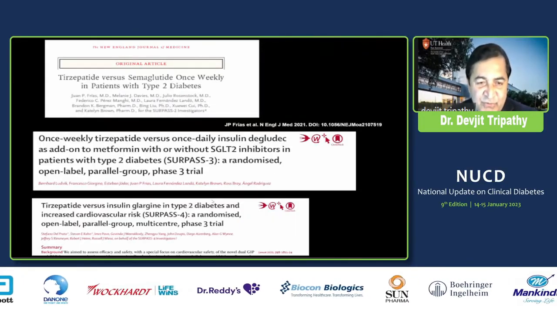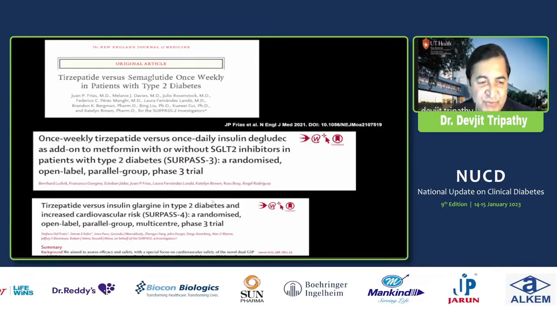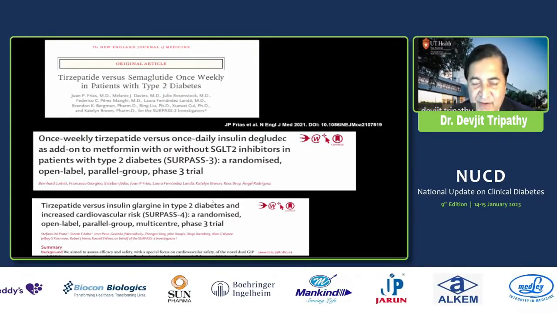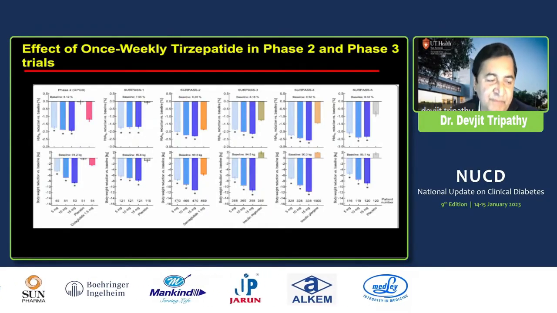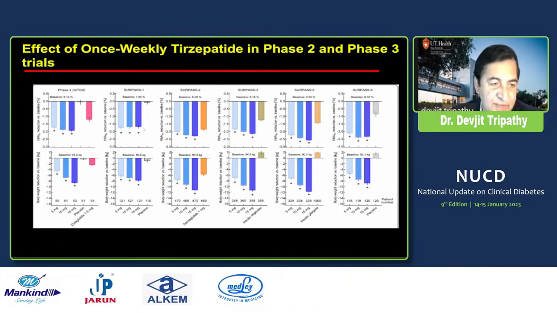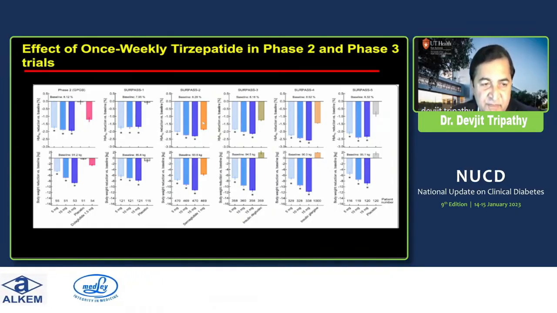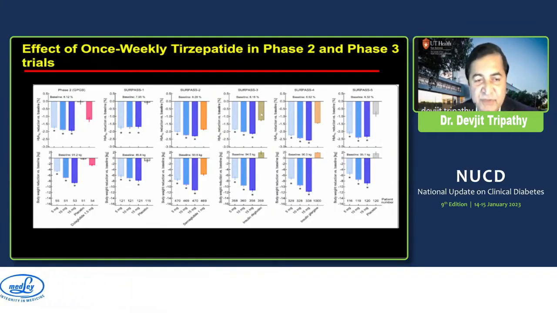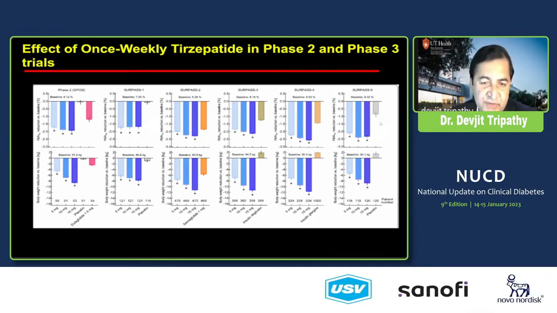So I'm not going to go through individual studies. There are 5 SURPASS trials, SURPASS 1, 2, 3, 4, and 5, and most of them have a similar design, just the comparator is different. Here is a summary slide, which shows the phase 2 studies, then SURPASS 1 with placebo, SURPASS 2 compared with semaglutide, SURPASS 3 compared with insulin degludec, SURPASS 4 compared with glargine in patients with high-risk cardiovascular disease, and SURPASS 5 again compared with insulin glargine.